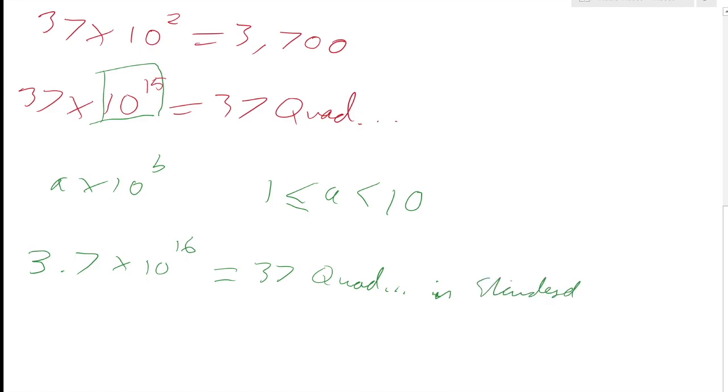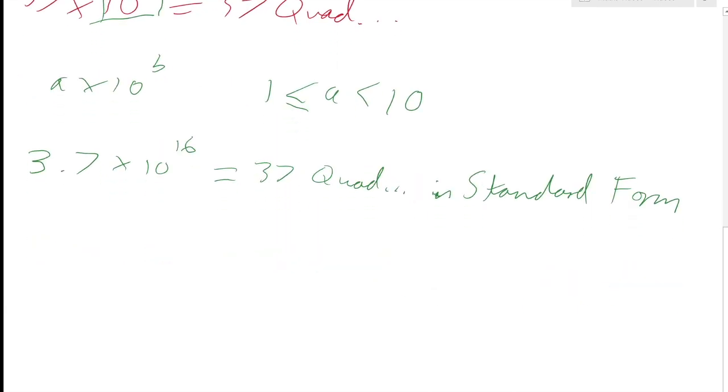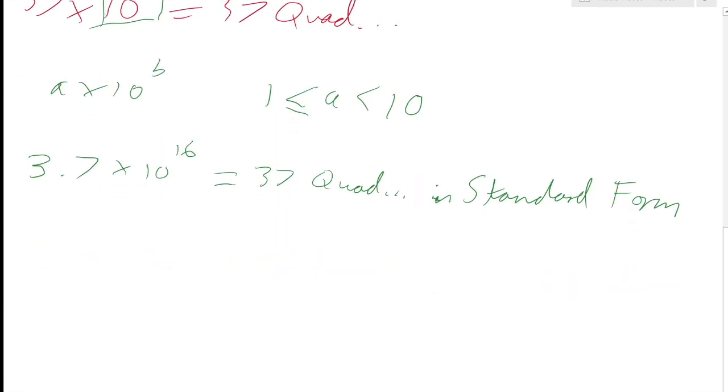Oh, I cannot write today, I apologise. So standard form is just taking your number and basically taking all of the powers of 10 out to one side until you're left with a number between 1 and 10.